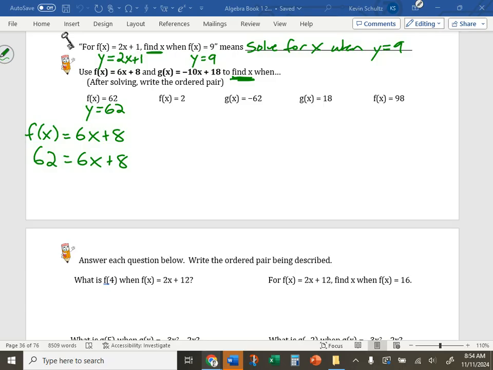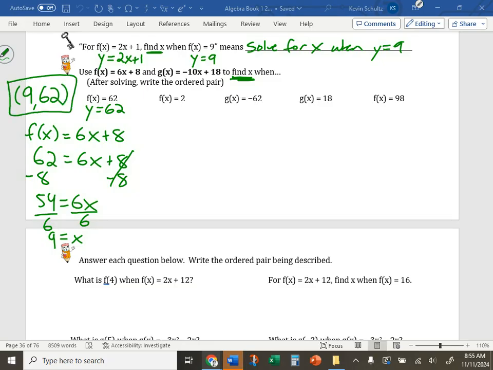Welcome back, PO6 and 7. Claire? Opposite operation. Subtract 8 from both sides to cancel that out. 8 minus 8 is 0. 62 minus 8 is 54. 54 equals 6x. What will we do next? Madden? Divide by 6. That's the opposite of multiplying by 6. And 9 equals x. So what ordered pair does this represent? 9, 62. X was 9 when y is 62.